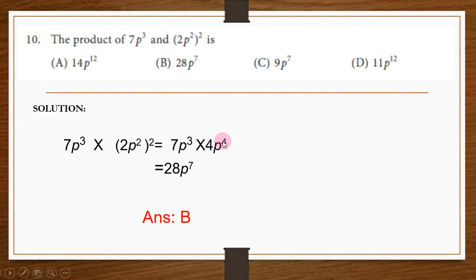I have said already, base same means we may add the powers. So 3 plus 4, 7. Okay, so 28 p power 7. So where is that? Yes, B. So answer B.